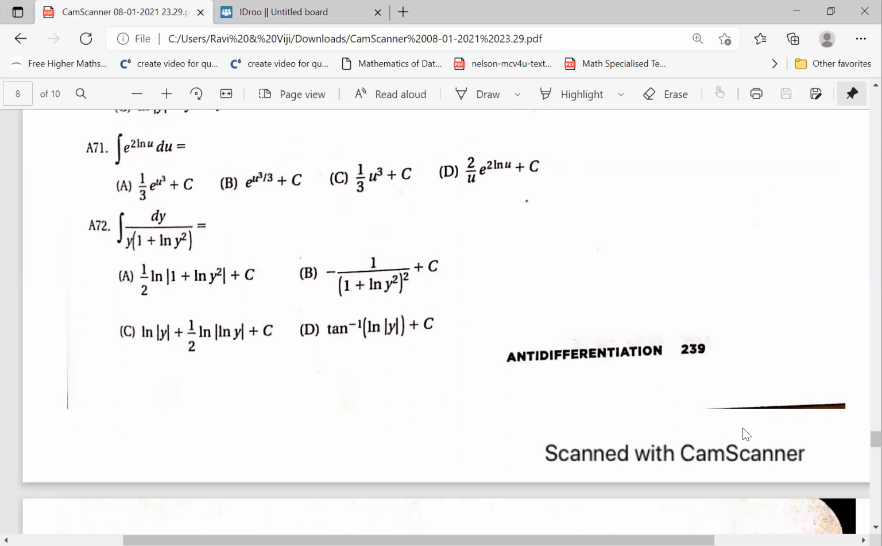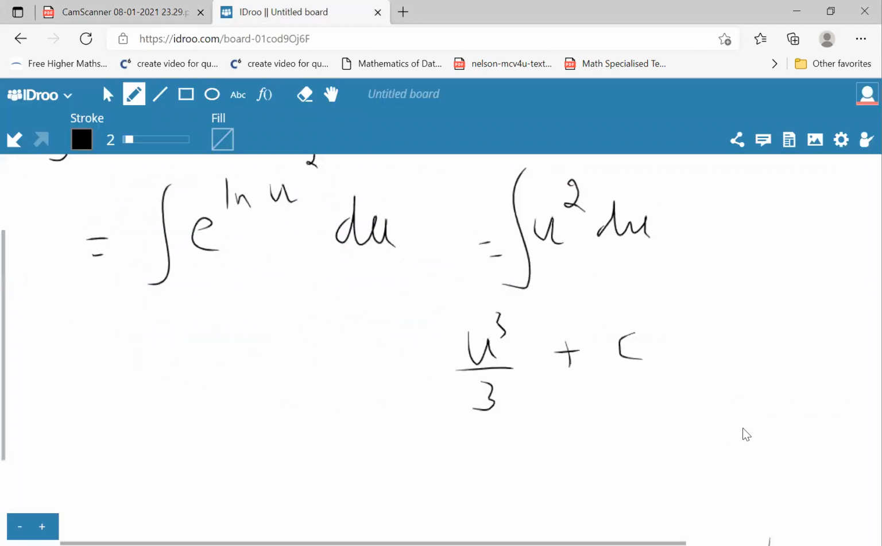So you can see option C is the correct answer, 1 by 3 u cube plus c. So this is the correct answer.